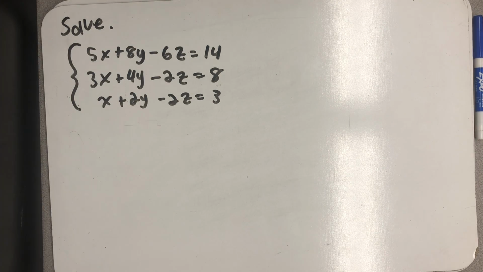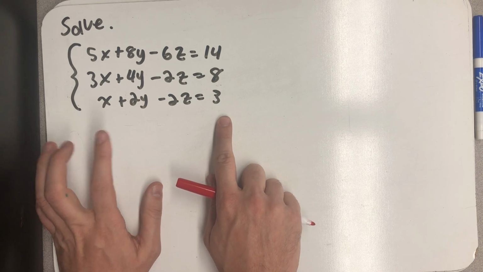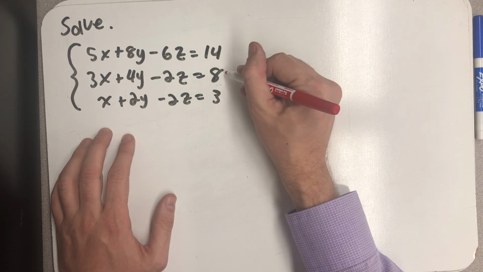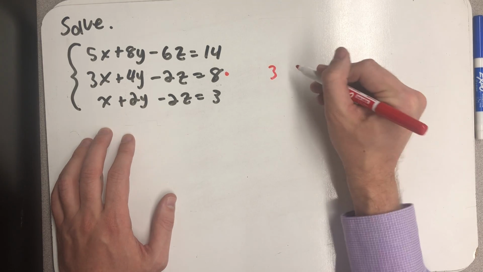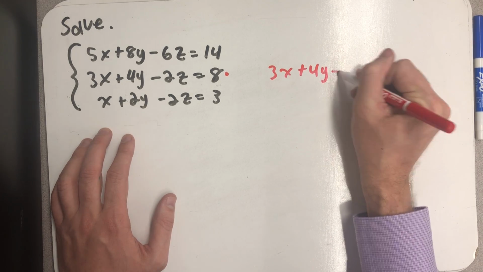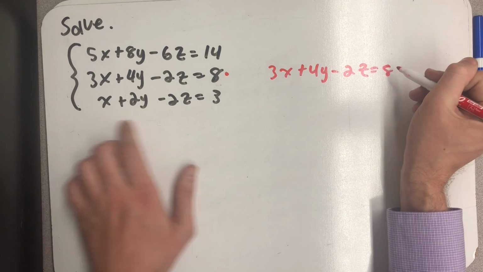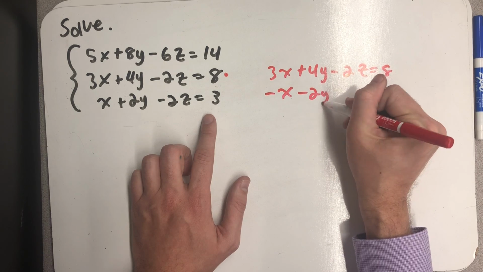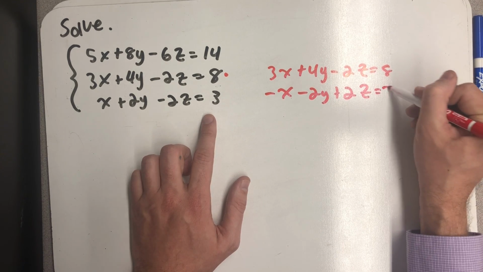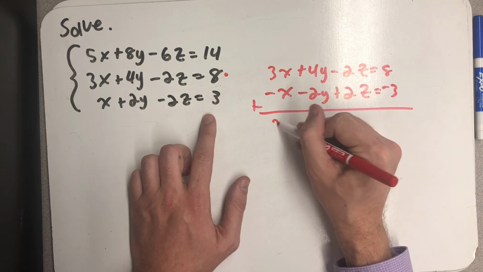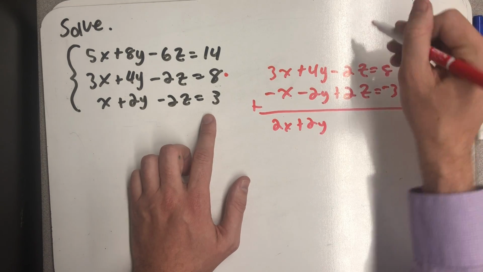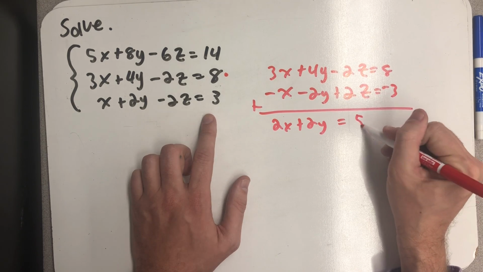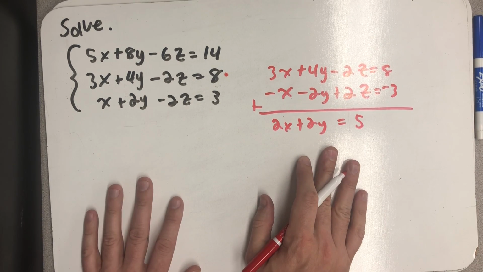So let's solve this system. I'm going to proceed by elimination. Let's multiply this bottom equation by -1 and add it to the equation that's right there. And so that equation I'll just rewrite with no changes. This equation, I'm going to multiply by -1. Let's add those together, and I would get 2x plus 2y, the z's cancel, equals 5. So now I have an equation here just in x and y.